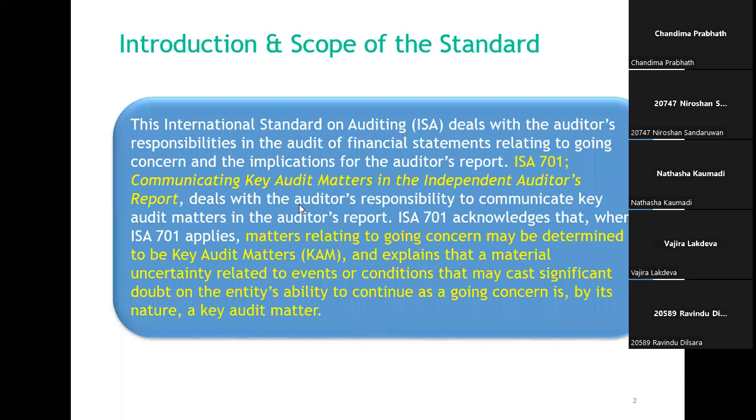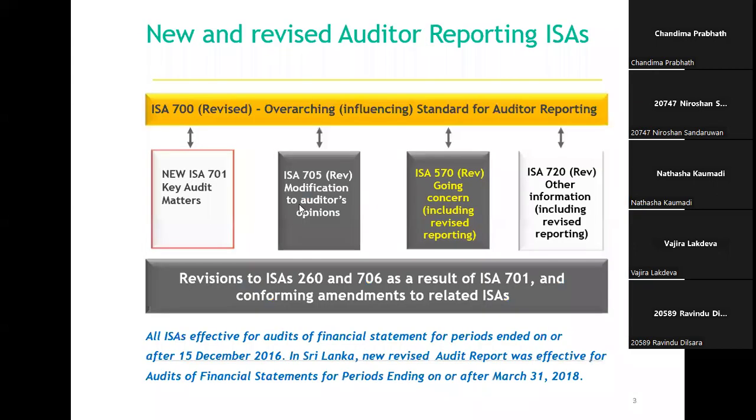Basically, key audit matters are to be reported in the independent auditor's report of listed entities. Now, if you take any listed entity in Sri Lanka or overseas, you will see key audit matters. So when you do the auditor reporting standard, you will understand what a key audit matter is, what is to be included in the key audit matter, what is the thought process to be followed in determining key audit matters. Right? Then ISA 705 is the modification to the auditor's opinion.